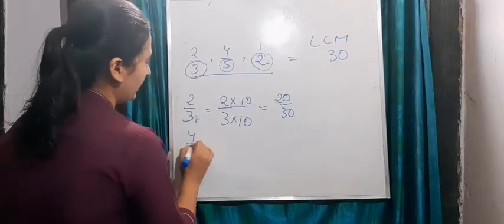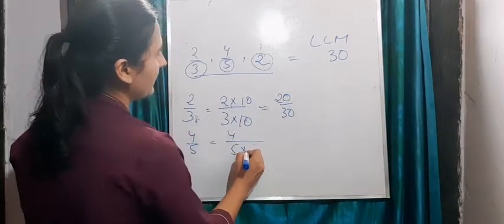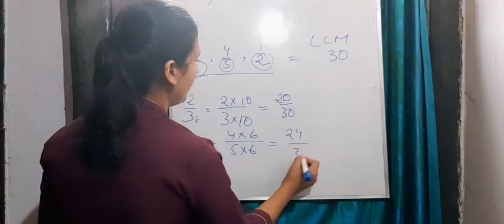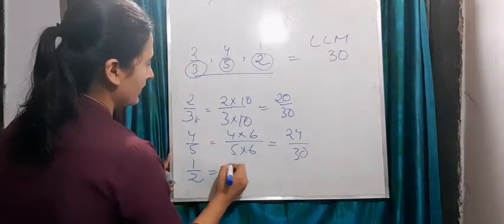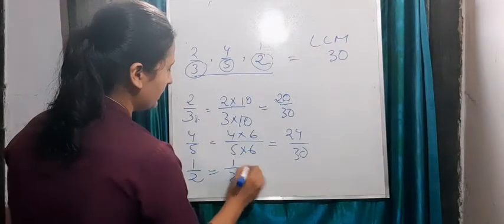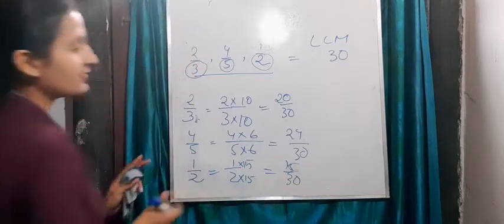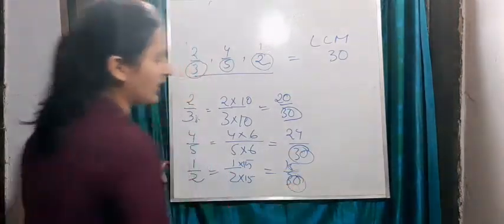Next is 4 by 5. So 5 into 6 and 4 into 6. 6 4s are 24 by 30. Then the last one is 1 by 2. So 1 by 2 into 15 by 15, so 15 by 30. So we can see the denominators are the same now, right?